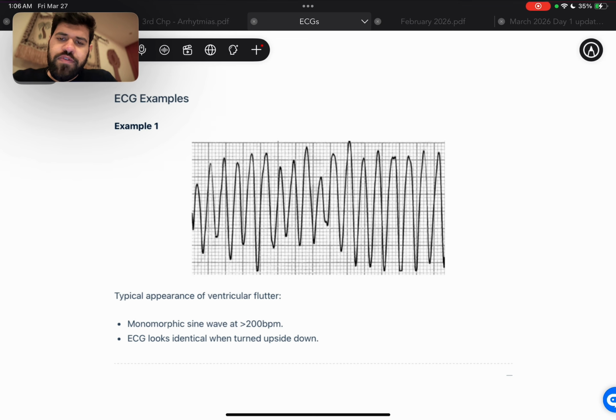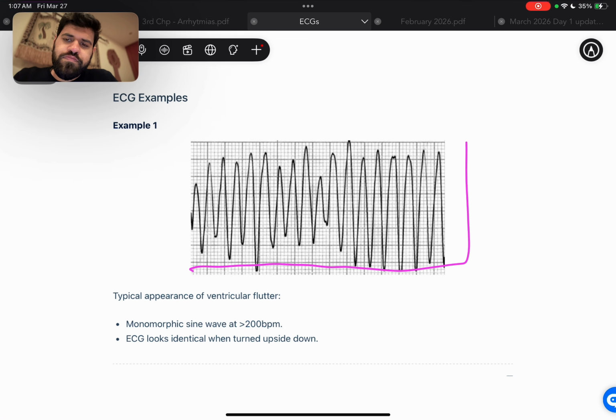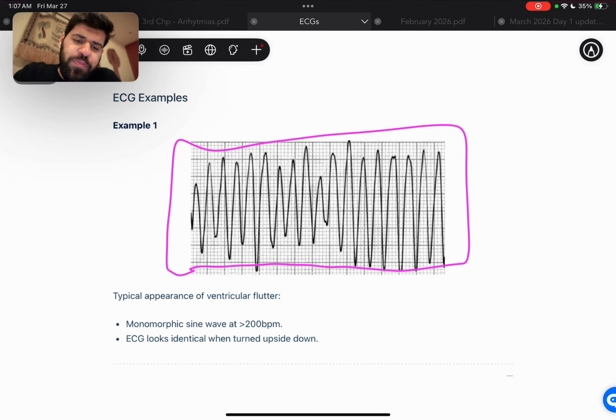This is ventricular flutter. All right, this is what it looks like. It's monomorphic, but yeah, important point is that the ECG is going to look completely the same when it's turned upside down, because there's no shape to the ECG.